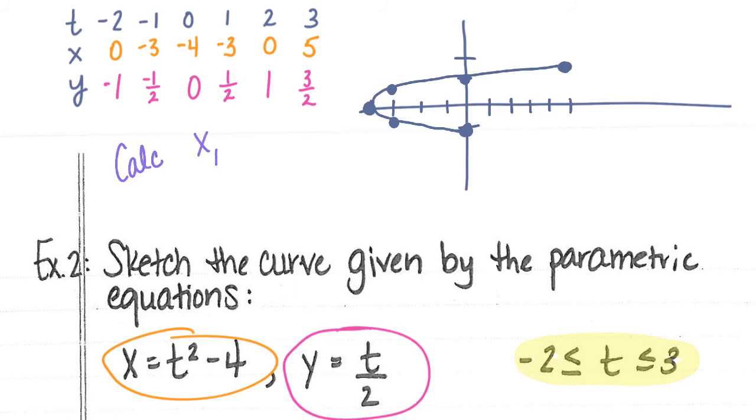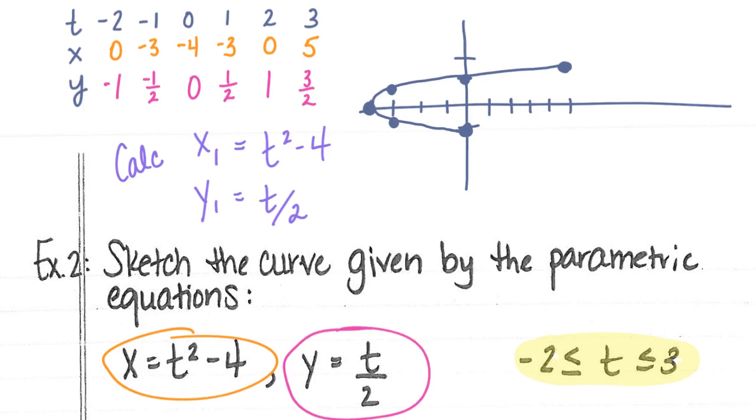I can't show my calculator while I'm explaining everything. For the X sub 1, I'm literally putting in t squared minus 4. When I hit the X button, t is going to come in. Then for Y, I'm putting t divided by 2, and again, when I hit X, it's going to come in as t.